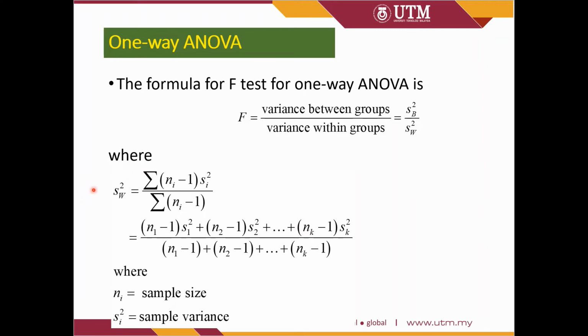And then the variance within group is given as the summation of the number of each sample minus 1 times the variance from each sample, divided by the summation of number of sample minus 1.